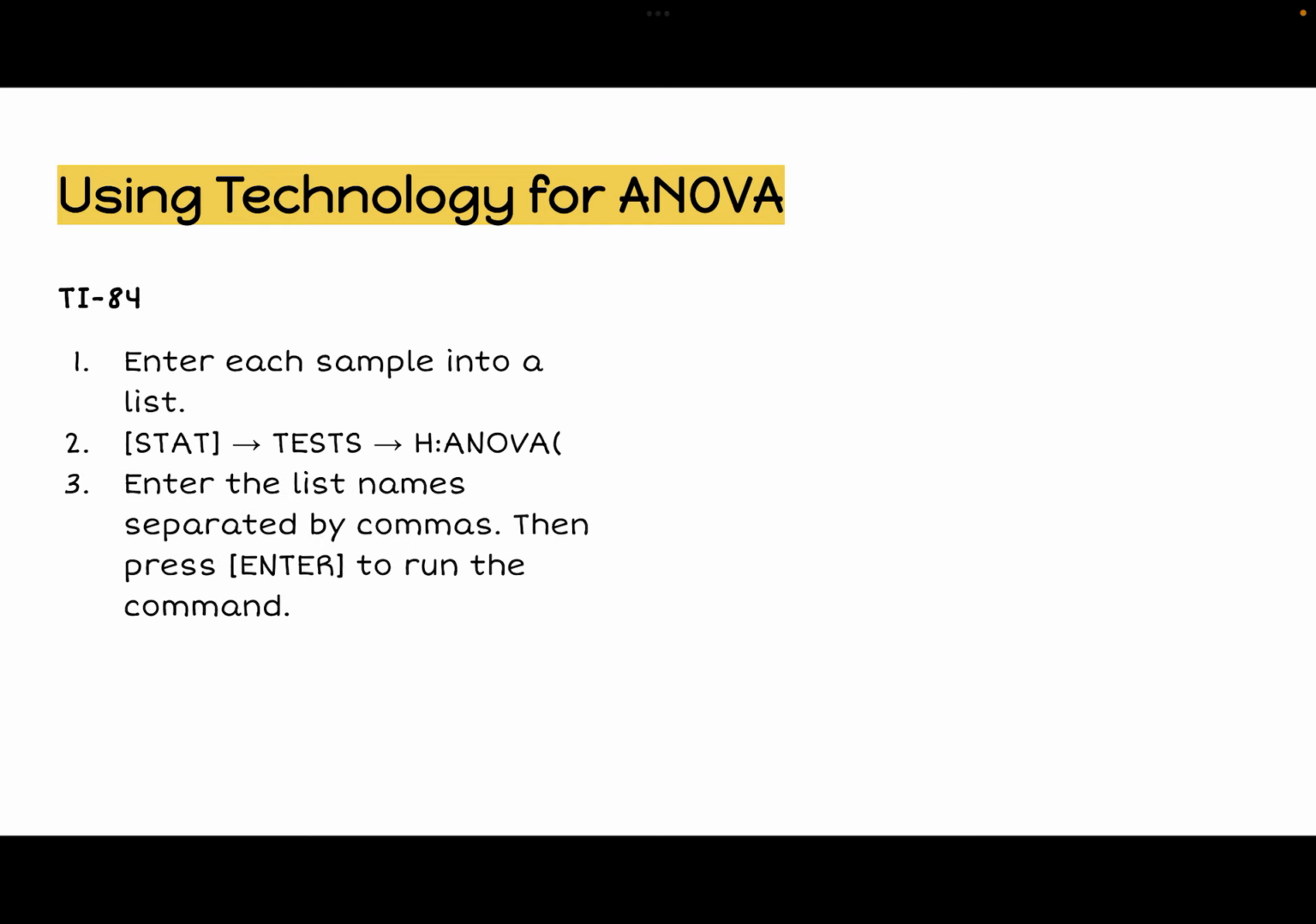You're going to enter the list name separated by commas, and then press enter to run the command. You have to do this because unlike all of the other tests, even with the newer operating system on the TI-84s, ANOVA just pops up on your screen with no prompts. So you're going to need to enter those list names by hand. So to pull up list name 1, you press second 1, and then you press comma. To pull up list name 2, you hit second 2, and then you press comma, and so on until you have all of the list names entered into the ANOVA command.